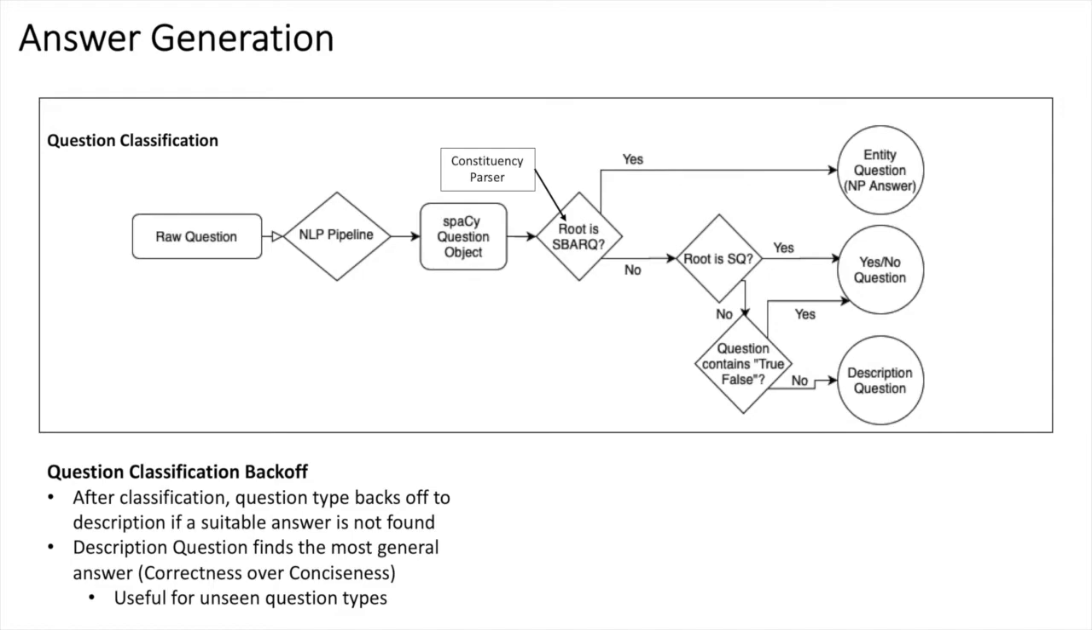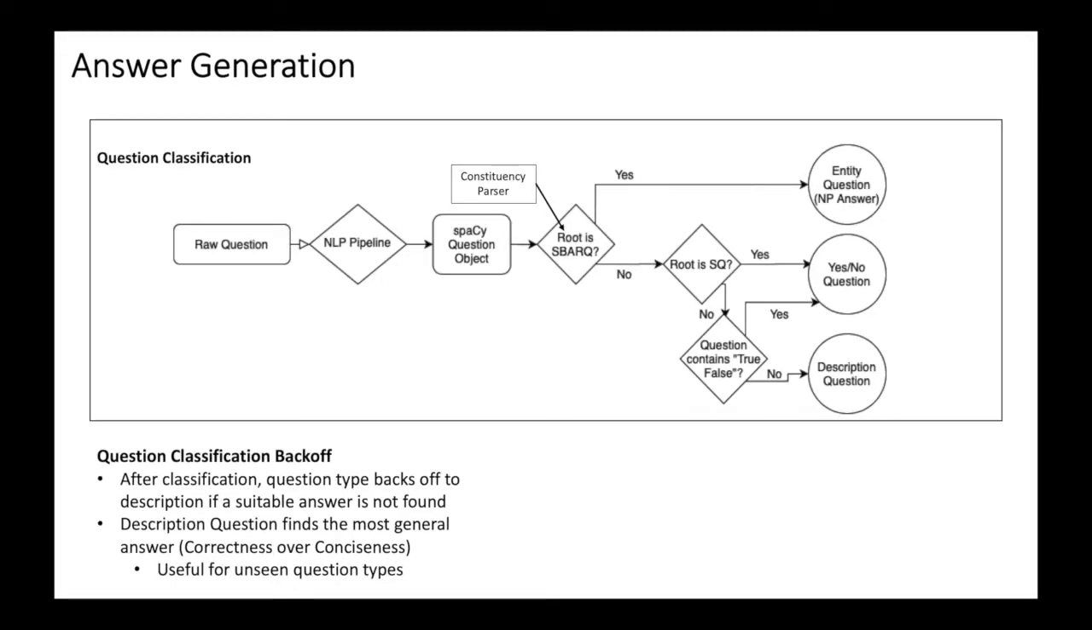This brings us to the question classification pipeline, where we classify each incoming question as an entity question, a yes or no question, or a description question. To do this, we first pass it through the NLP pipeline, and then we check the parse tree to see if the root is SBARQ. If it is, it becomes an entity question. Otherwise, we see if the root is SQ, which would point to a yes or no question, and otherwise we check for true or false, which would also be yes or no, otherwise a description question. We also implement a question classification backoff so that any question that we don't know of, or if we can't find an answer, defaults to a description question.